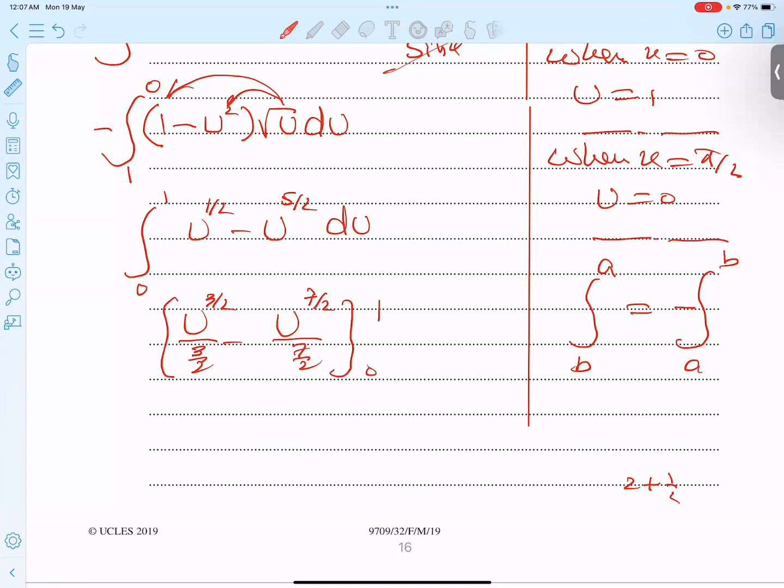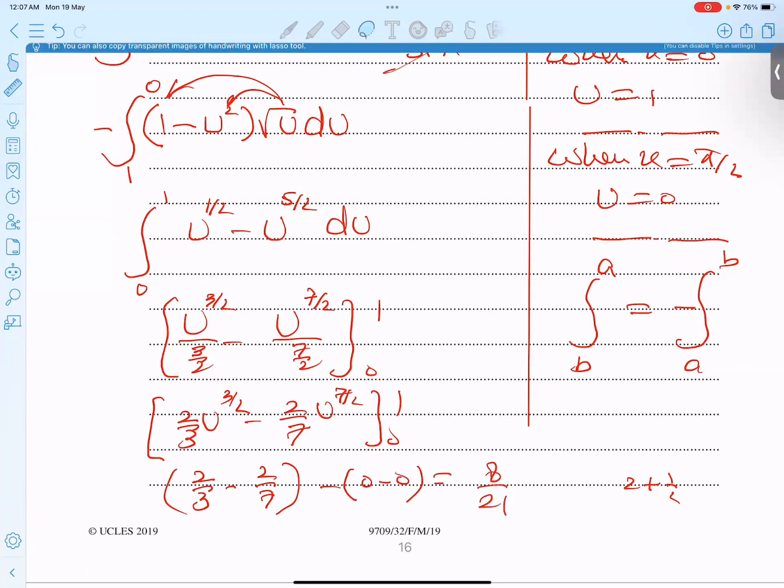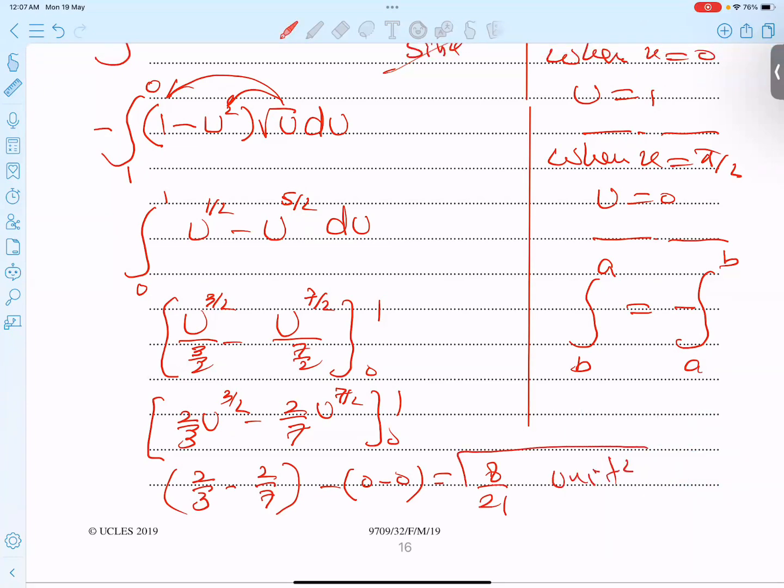With limits 0 to 1, this will flip up, so 2 by 3 u to the power 3 by 2, and 2 by 7 u to the power 7 by 2. When I plug in 1, 1 to any power is 1. So 2 by 3 minus 2 by 7, and minus 0 minus 0. So when you check it, 2 divided by 3 minus 2 divided by 7, we get 8 over 21 unit square because it gives us the area. So I hope the point is very, very clear.